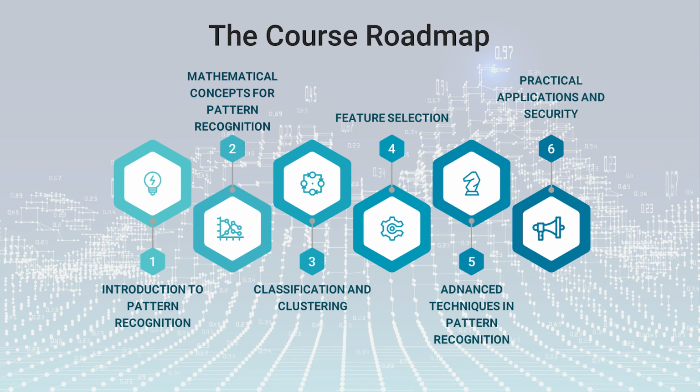This section focuses on how to identify and extract meaningful features from raw data. Feature selection is critical as it directly impacts the performance and efficiency of our pattern recognition models. The fifth section is called Advanced Techniques in Pattern Recognition. As we move into more sophisticated territory, this section will introduce advanced algorithms and methods for tackling complex pattern recognition challenges. And the final section is called Practical Applications and Security.